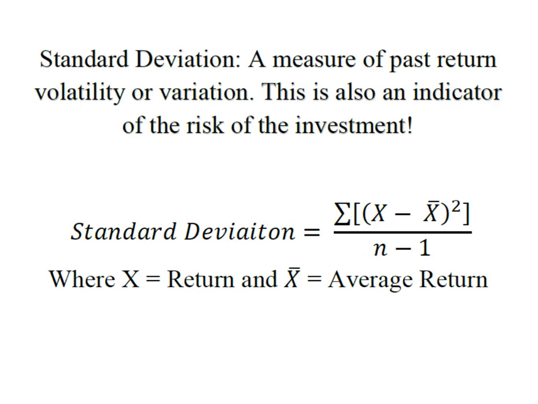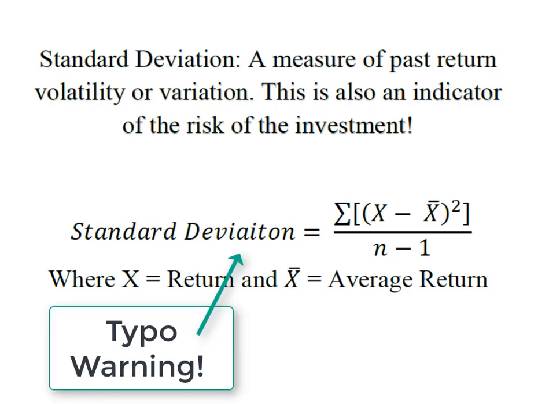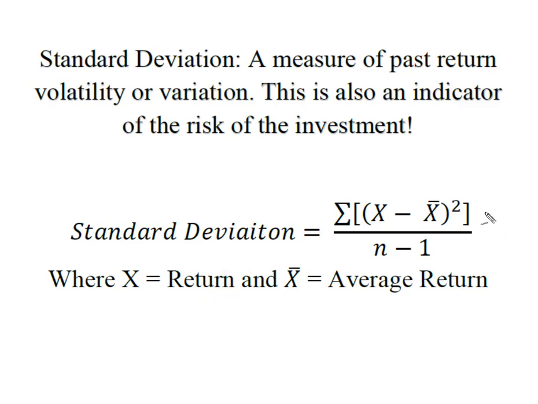When we look at the standard deviation, this is a measurement of past return volatility or variation. And we are able to associate volatility and variation with risk. In other words, the more unreliable or the more varied our returns are, the higher the risk is in the investment.